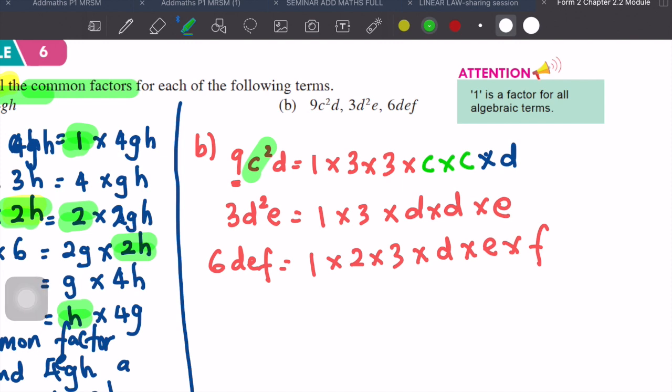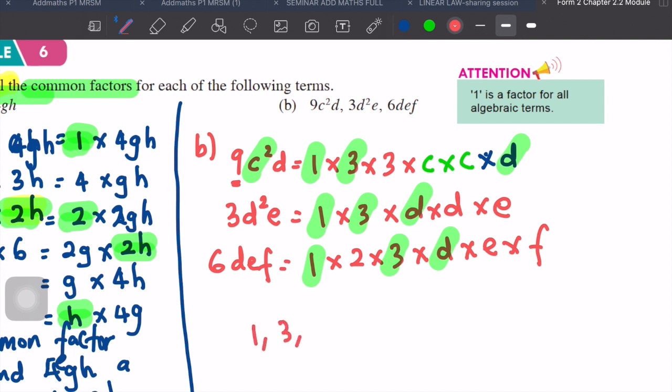So we have 1. Then we have 3, 3, 3. Then we have D, D, D. So all the algebraic terms have this common factor. So senaraikanlah. Okay, so common factor is 1, 3, D, and 3D.